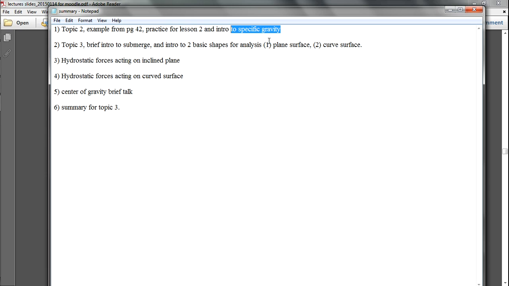Previously we talked about specific weight. Now we talk about specific gravity. You have to note that they are different. Don't think that "specific" is only specific for one thing. It's specific gravity or specific weight. You have to be very careful.